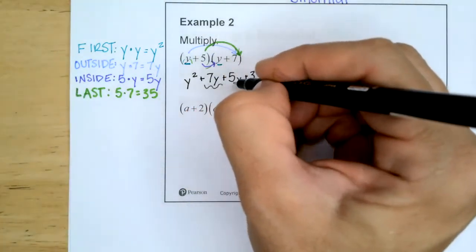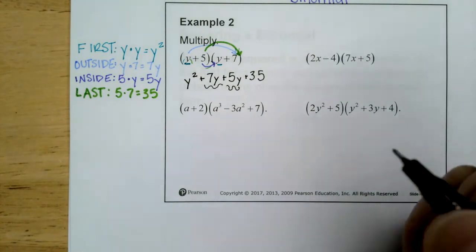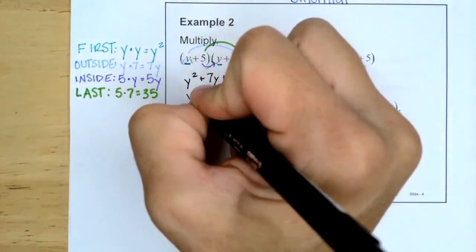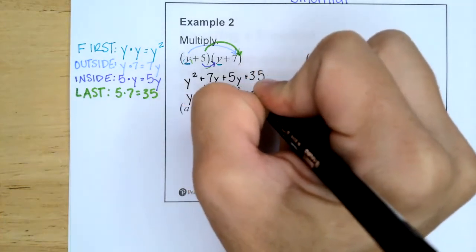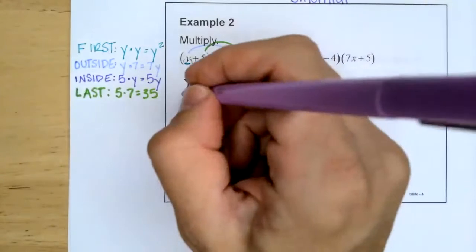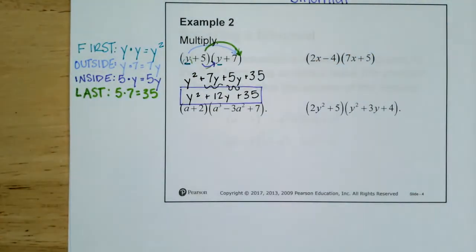But it's not our final answer because those are like terms. So 7 and 5 become 12. y squared plus 12y plus 35 is our actual final answer. Okay.